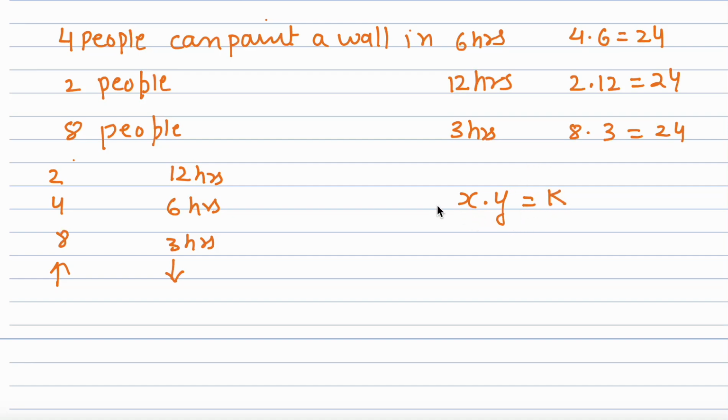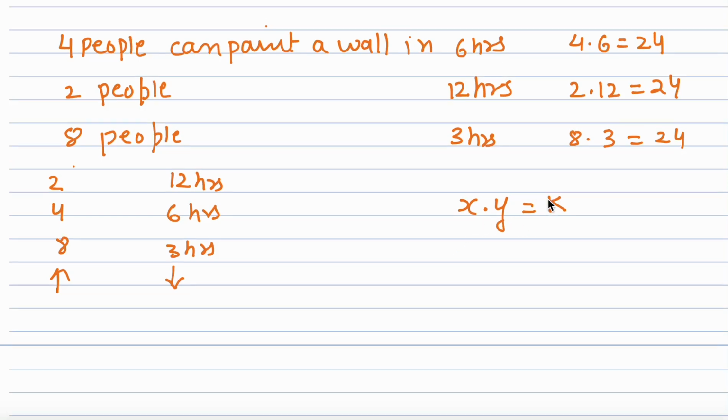For example, you are going somewhere, and if you increase the speed, then time will decrease. And if you decrease the speed, time will increase. So if one of the quantities is increasing, the other one is decreasing. In that case, we say that these are inversely proportional. And when we have an inversely proportional situation, the product is always the same. That means x times y is equal to k.